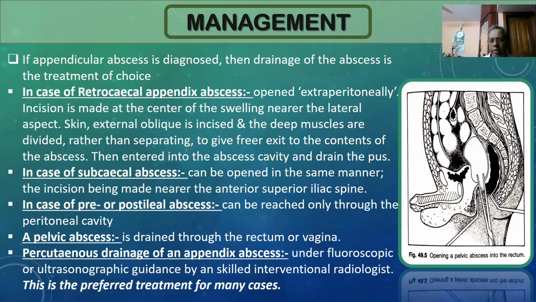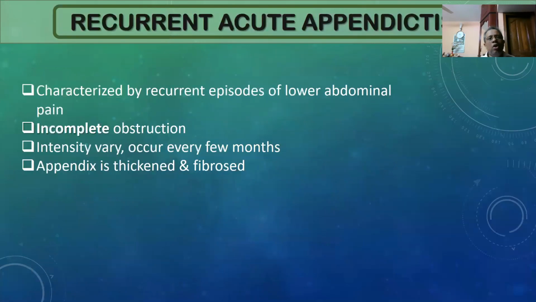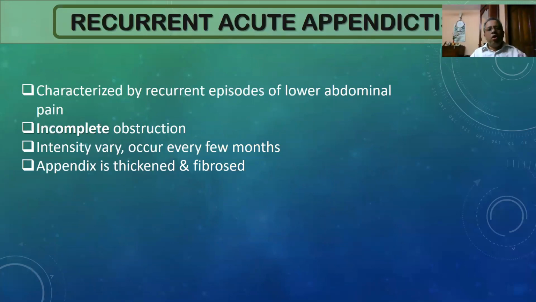Recurrent appendicitis is characterized by recurrent episodes of lower abdominal pain, incomplete obstruction, varying intensity, occurring every few months. The appendix is thickened and fibrous.